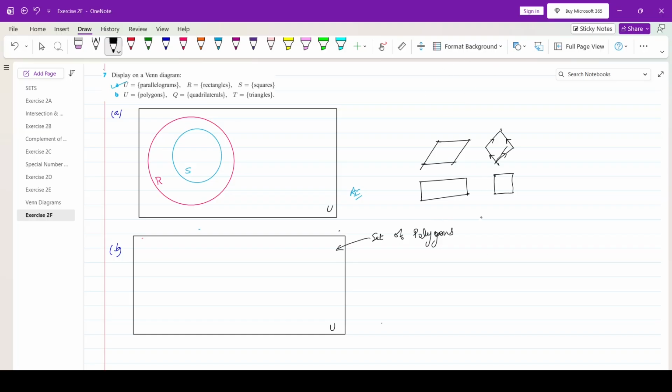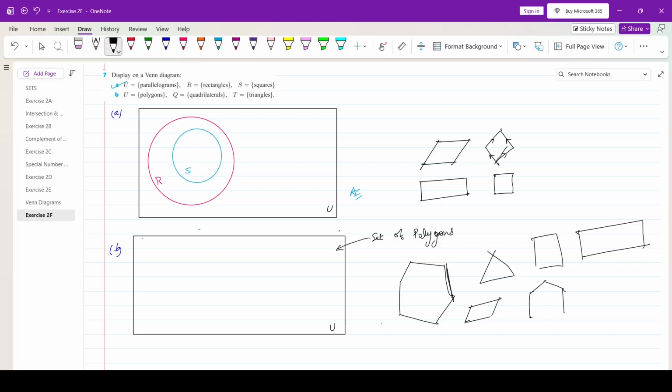We know a polygon is any closed shape. So any closed shape is a polygon. This is also a polygon. A triangle is also a polygon. A square is also a polygon. A rectangle is also a polygon. A parallelogram is also a polygon. A six-sided closed shape, that is a hexagon, is also a polygon. A septagon is a polygon. So any number of sides can be called a polygon.